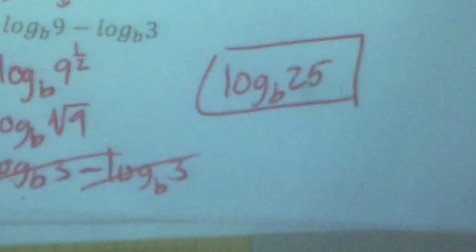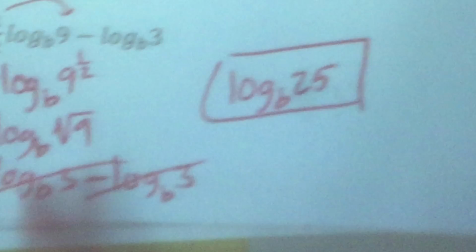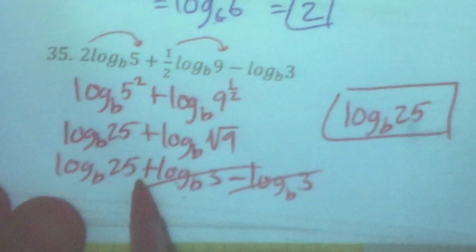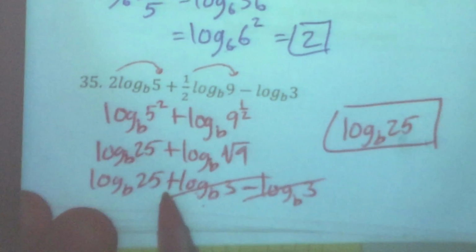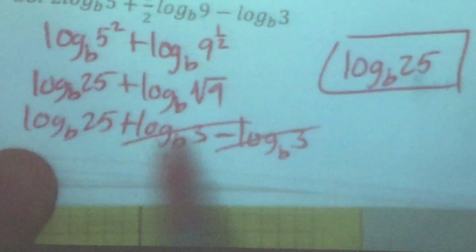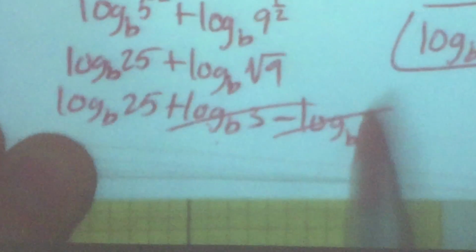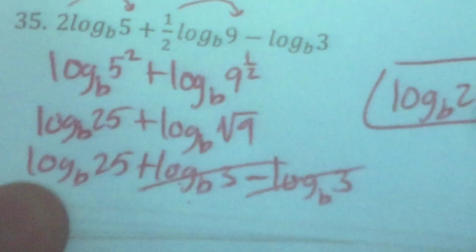That's it. Another way you could go for that one is to take the 25 and the 3 and multiply them. So 25 times 3, because of the addition here, you can multiply them. That makes 75. So it's log base b of 75 minus log base b of 3. And then you would divide 75 divided by 3. Gives you the same answer. It's still log base b of 25.